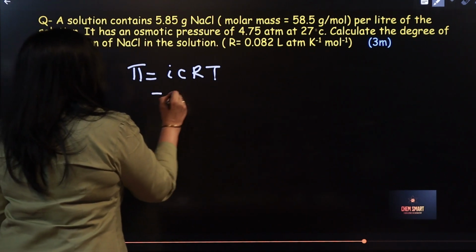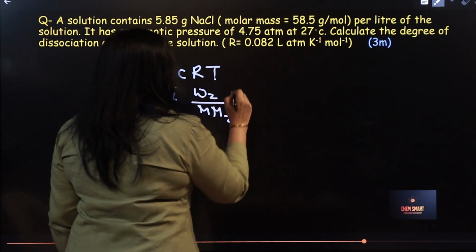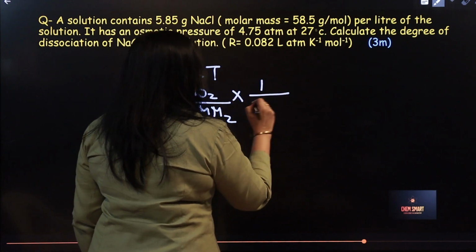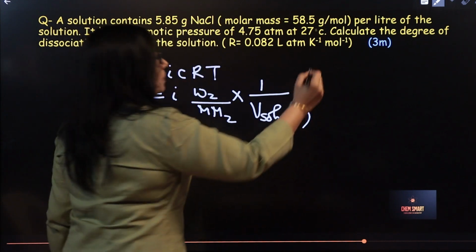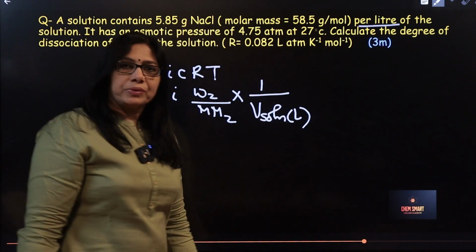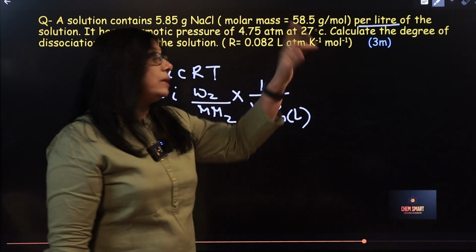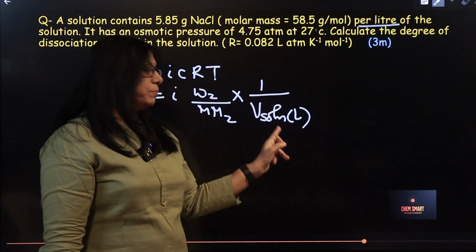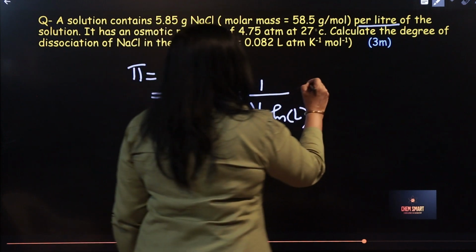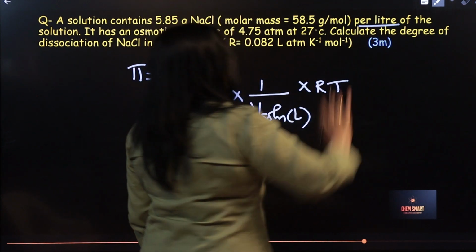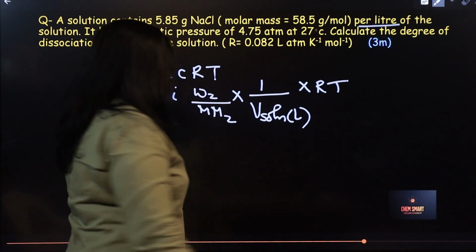But C is mass of solute by molar mass of solute into, here I am going to write 1 by volume of the solution in liter. Reason, it is written per liter of the solution. If you are given the volume in milliliter, you can write 1000 by volume in milliliter. Okay? Accordingly, you can change it into RT. And T, 27 degrees centigrade means it is 300 Kelvin or 300.15 Kelvin.